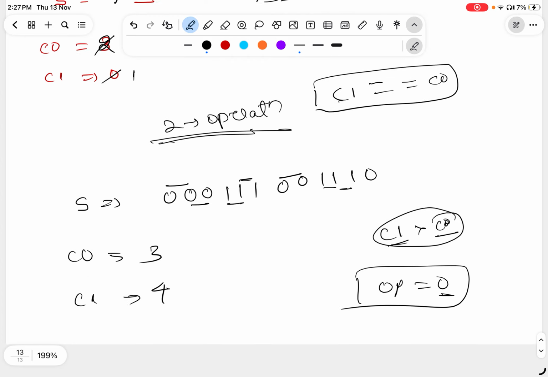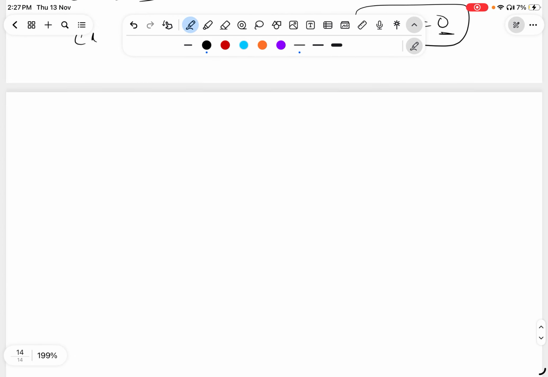But let's say my string s is this. So we need to find how many minimum operations are required. Before taking this as an example, let's try to understand by taking a string of length 3, and whatever conclusions we make from it, we'll apply the same thing to this given string s.